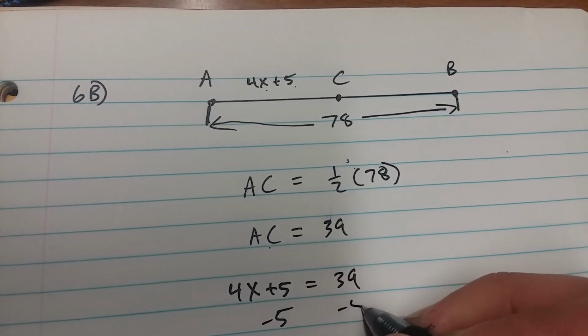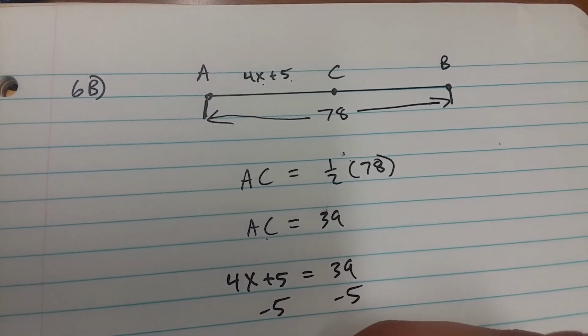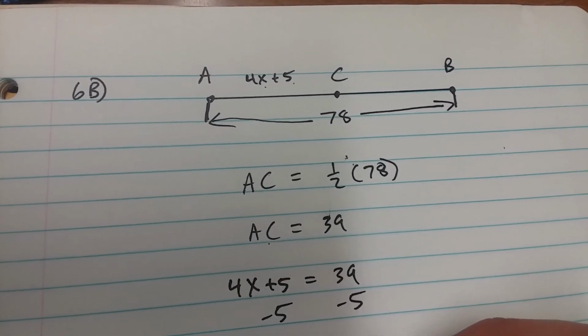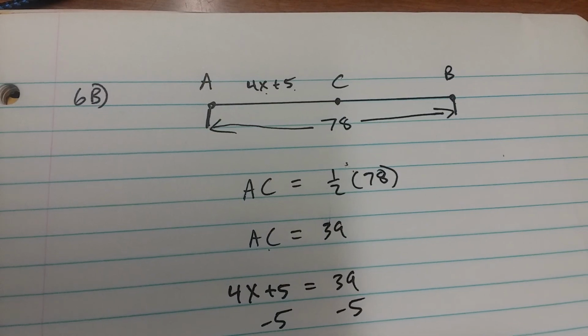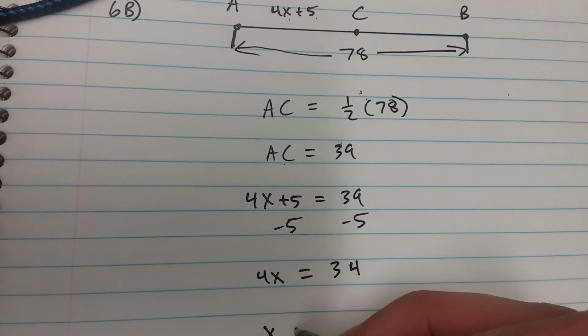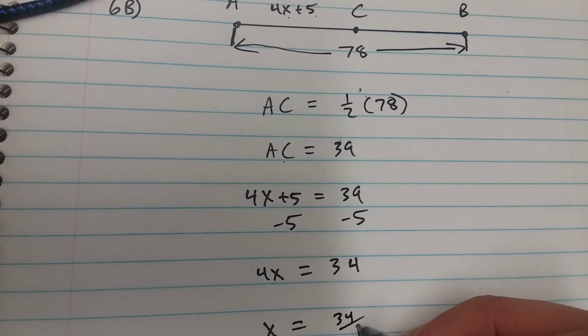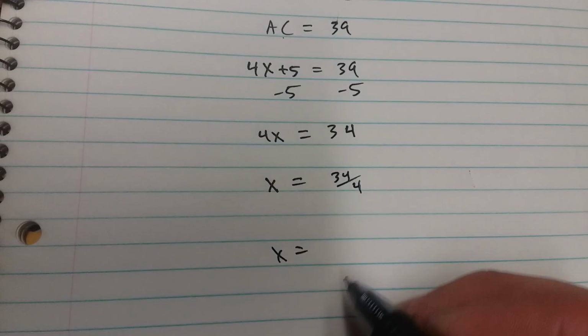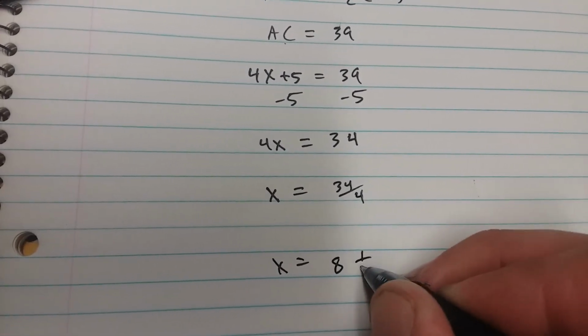Subtract 5 from both sides. 4x equals 34. Divide by 4. X is equal to 34 over 4. That's going to be 8 and a half.